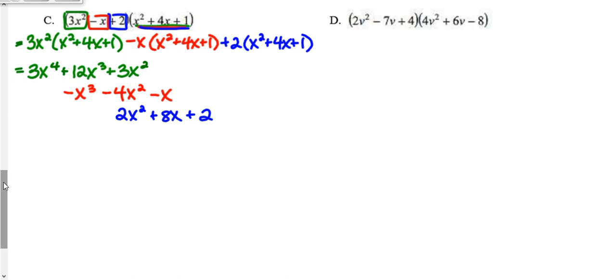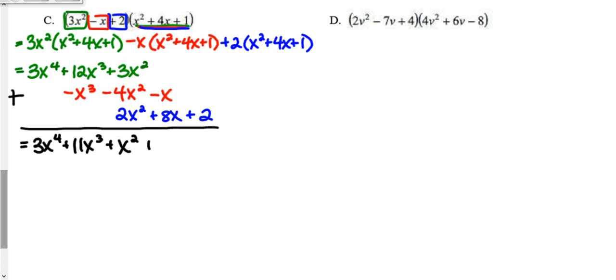And then I'm going to combine all of these, so it's like one big addition problem here. So adding down, so I have a 3x to the 4th, then that would be 11x to the 3rd, and then that would be just a 1x squared plus 7x plus 2. And that's my final answer. It's just so nice because it just organizes it all right for you.